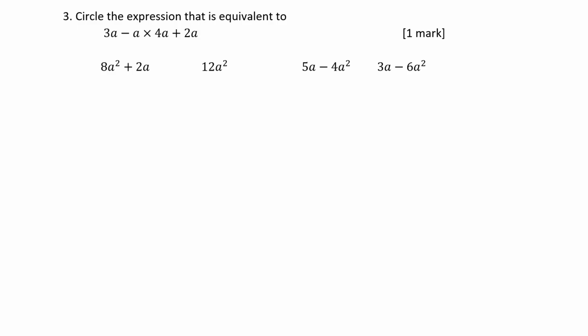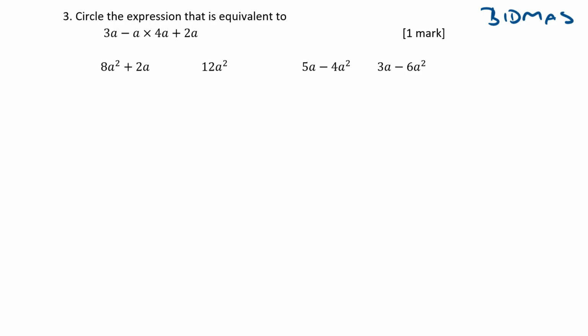Question 3. Circle the expression that is equivalent to 3a minus a times 4a plus 2a. Okay, so we've got to collect some like terms together, and also we need to remember BIDMAS. BIDMAS says brackets, indices, division, multiplication, addition, subtraction, which means we have to do the multiplying first. So we've got to deal with that bit there, haven't we?